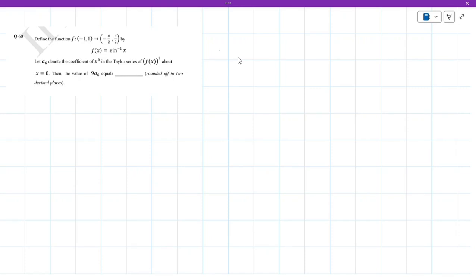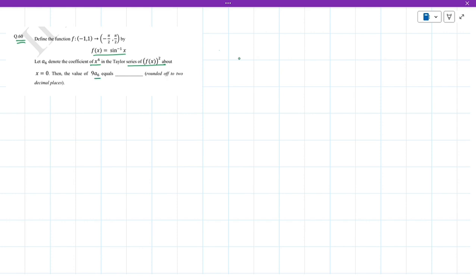Hello everyone. Today we are going to discuss JAM 2024 question number 60. Here the function is defined by f(x) equal to sine inverse x. We need to find the Taylor series expansion of f(x) squared, and then find the coefficient of x to the power 6, and so on. You can calculate this by putting the value of a6. So first we need to calculate a6.